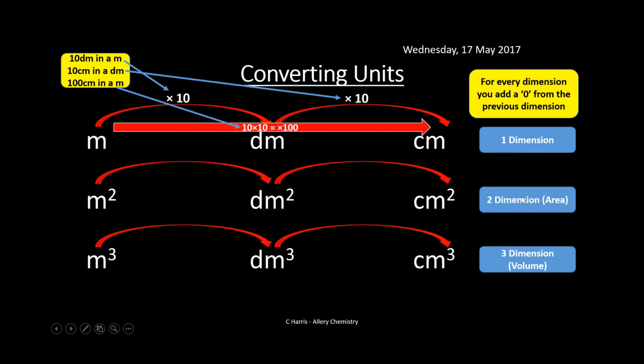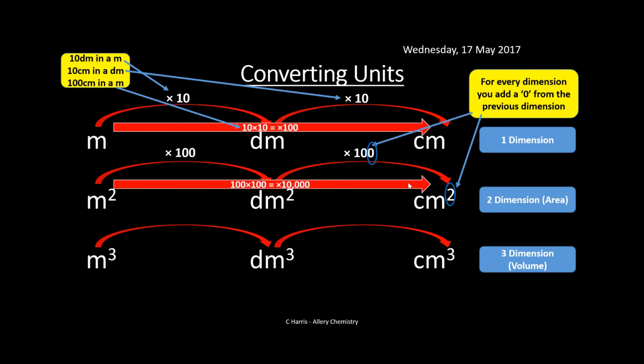See here, now we're going into a 2-dimension. This is an area. So we're going to have a look at how we convert these. So again, from meters squared to decimeters squared, you can see we only had 1 zero on there. We've added another dimension. This is squared now, so we add another 0 onto there. So it's times by 100 times by 100. So again, we've added that extra dimension. Overall, going from meters squared to centimeters squared, it's 100 times 100, which gives us 10,000.